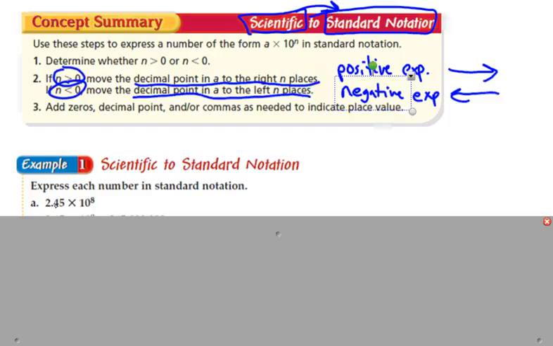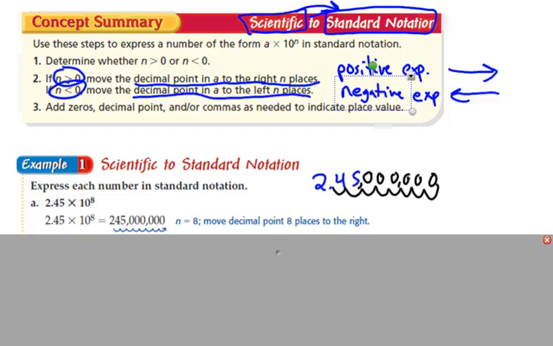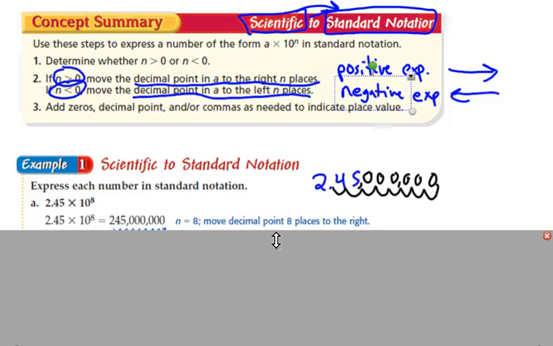Well, we've got 2.45 times 10 to the 8th, so it's a positive exponent. So we're going to take 2.45, and we're going to move it 8 places to the right. 1, 2, 3, 4, 5, 6, 7, 8. And we're going to add in zeros. And that number is actually, we'll put commas in there too, 245 million. So that's what we have right here. So instead of writing it as 245 million, we can write it as 2.45, because that's between 1 and 10, times 10 to the 8th power.